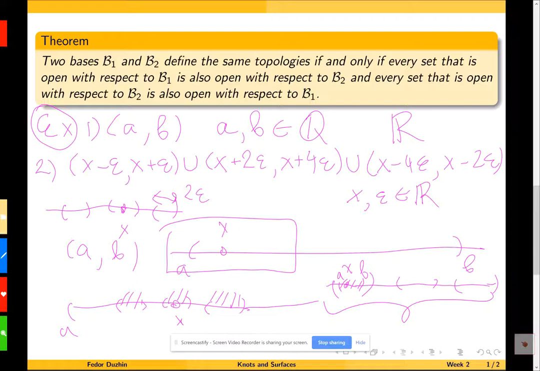Okay, so we check both things, it works out, and it means that these two topologies, although the bases are different, and the bases even contain a different number of elements, so one is countable, the other one is uncountable, they still define the same topology.